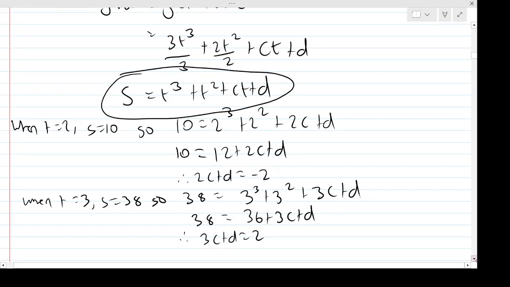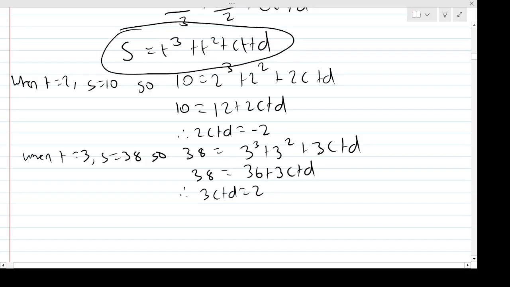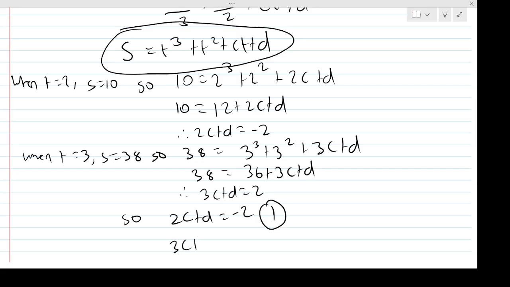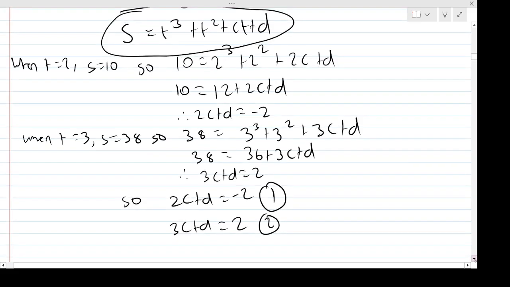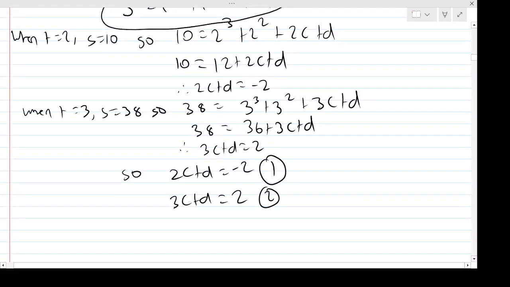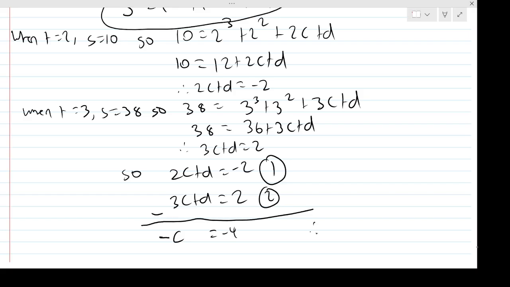And so therefore, I get these simultaneous equations. 2c plus d is minus 2, that's my first equation, and 3c plus d is 2. Okay, so then I can solve. Actually, I can get rid of d. If I solve these simultaneous equations, I can eliminate d by just taking these two equations away. So 2c take away 3c is minus c. Then d take away d is 0. Then minus 2 take away 2 is minus 4. So therefore, minus c is minus 4, which means c is positive 4.